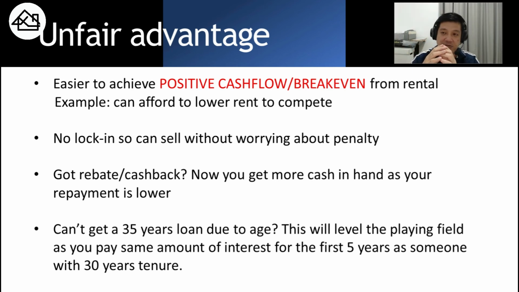So why is this so? Imagine this, because the interest tenure is always the first 5 years. It doesn't matter how long the tenure is, the first 5 years you are always paying interest. So what does this mean to this client of yours? If he's already 50 years old, he's paying the same amount of interest as someone who's taking a 30-year loan. So it's a big advantage to the client to actually take this product. This is something you can propose to them.